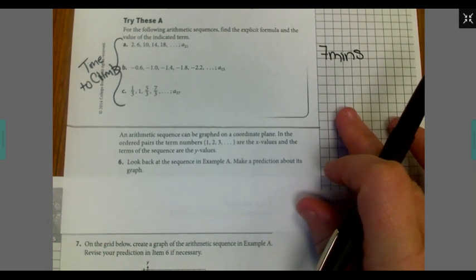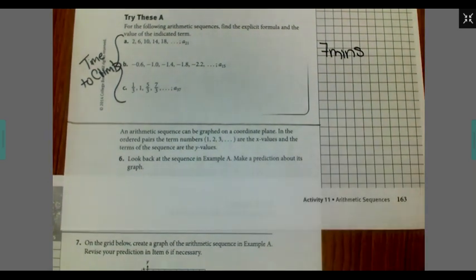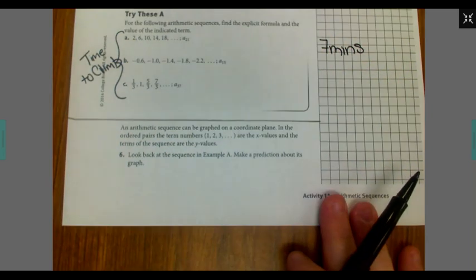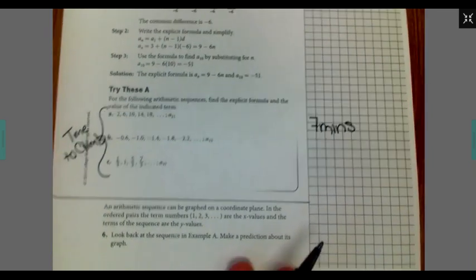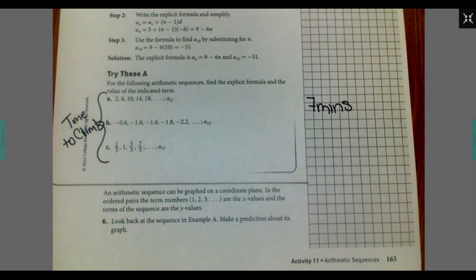All right, this next section covers questions 6 through 10. So let's take a look at it. It says, an arithmetic sequence can be graphed on a coordinate plane in the ordered pairs. The term numbers 1, 2, 3 are for the x-axis, and the terms of the sequence are the y values. Look back at the sequence in example A and make a prediction about its graph.